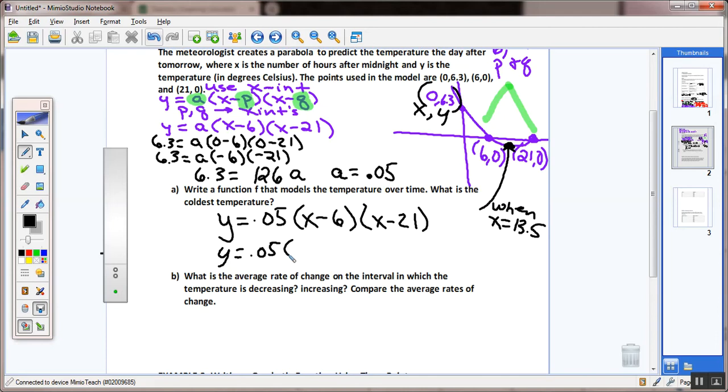What are we plugging in for x to find the coldest temperature? 13.5. That's where the minimum is going to occur. It's going to occur around that line of symmetry, found from the average of the x-intercepts, like Rhett stated.